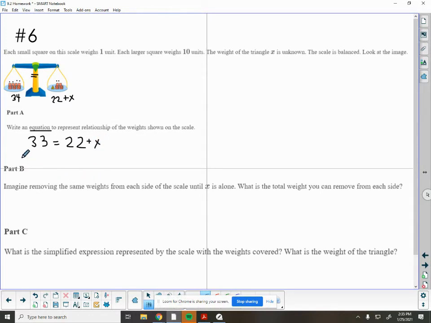So now we're going to remove the same weights from both sides until x is alone. So we want to get x alone. What do you think we're going to take away from both sides? If I want x alone, I've got to remove this 22. So I'm taking away a 22 from both sides. So this cancels out. So I'm left with 11 equals x. So when we have just this x here, that we're putting on a weight that equals 11 pounds to make these balance out.